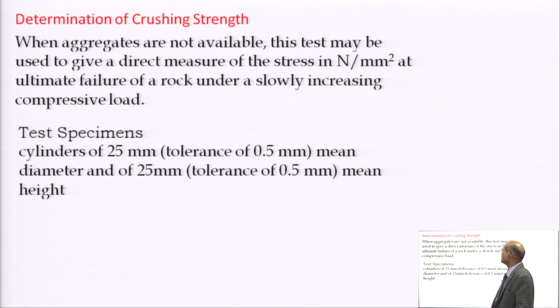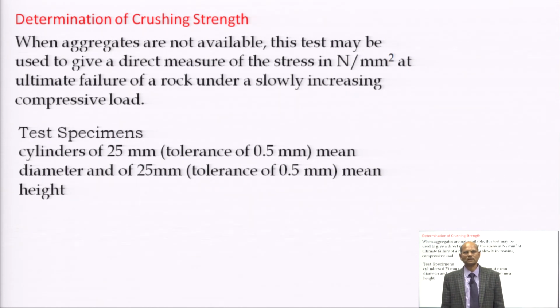Then we have to determine the crushing strength, because sometimes we may not be able to get the aggregate, and if aggregate is not available, because first say I want to construct a dam. So, in the dam we do not have aggregate now, and we have to see the suitability of that particular rock as an aggregate. So, what we have to do, then you take the test specimen from the rock. So, you have to take a cylinder. So, what should be the size of the cylinder?